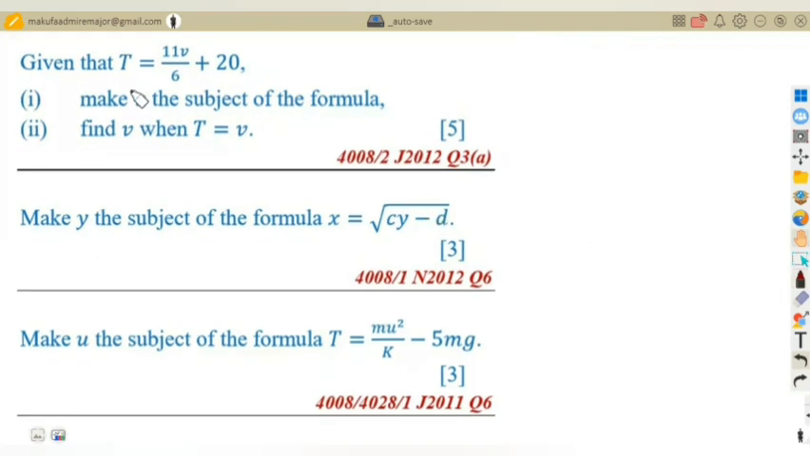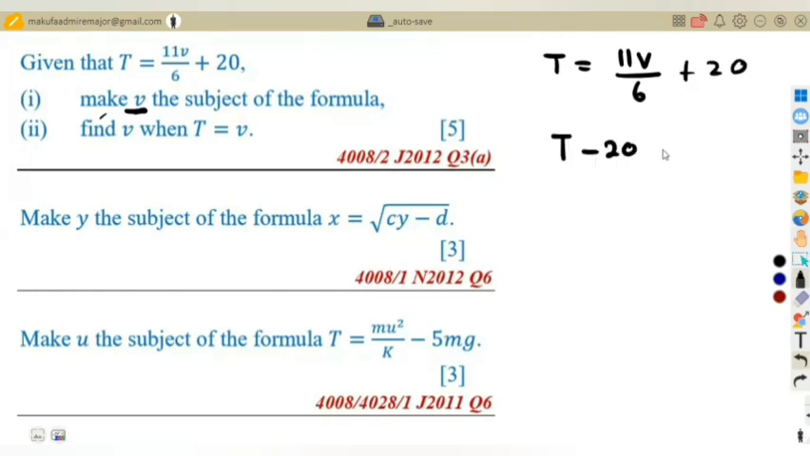On the other part, we are given T is equal to this, make V the subject of the formula. So here it's direct also. T is equal to 11V over 6 plus 20. So we can just transpose 20 to this side. It becomes a minus. We remain with 11V over 6.